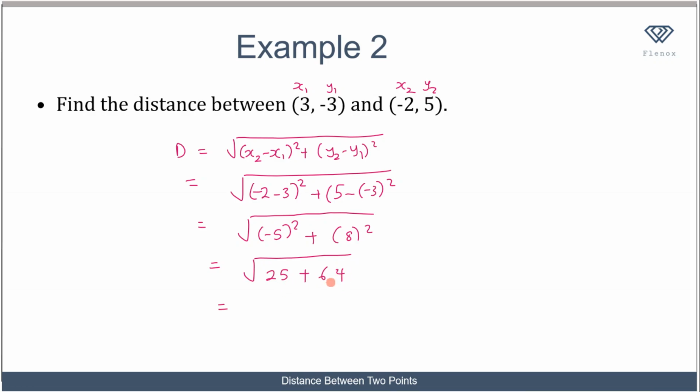So 25 plus 64 gives me what? 89, and the square root of 89 is 9.434, 3 decimal places. So the distance between these 2 points is what? 9.434 or root 89. So this pretty much sums up the procedure for finding the distance between 2 points on the coordinate plane.